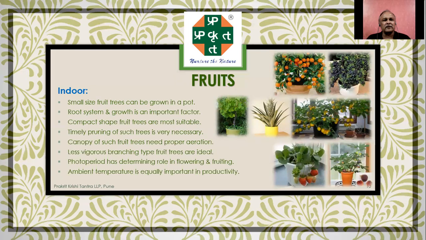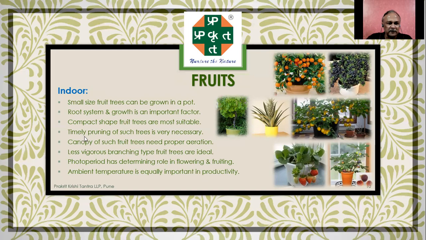Then root system and the growth pattern also are important factors. Again, as I have explained, the container size and the space above should be sufficient, but the plant can be accommodated in a small space. So small canopy fruits are suitable for indoor growth. Of course, it has to be well ventilated, and if not direct sunlight, at least sufficient sunlight, even if it is diffuse sunlight, but sufficient sunlight throughout the day should be available.